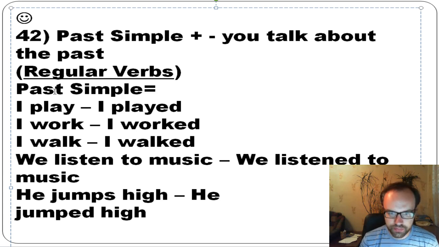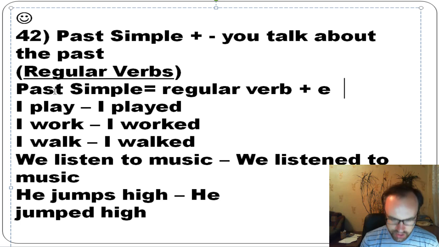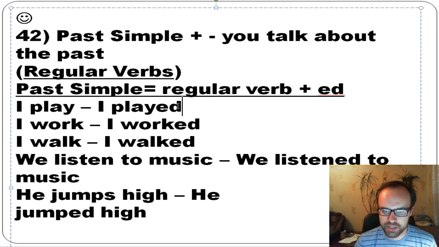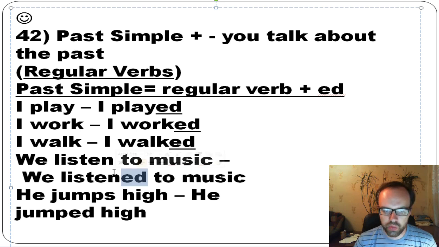So what is it? It's a regular verb plus ed. Look, I play, it's present simple. If you want to say it in past simple, you add ed. I played. I work, I worked. I walk, I walked. We listen to music, we listened to music. Good. He jumps high, he jumped high, yeah?